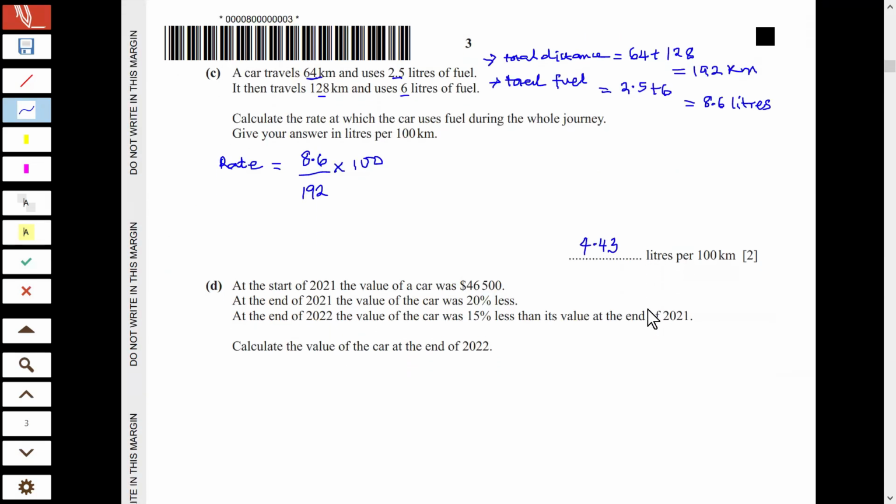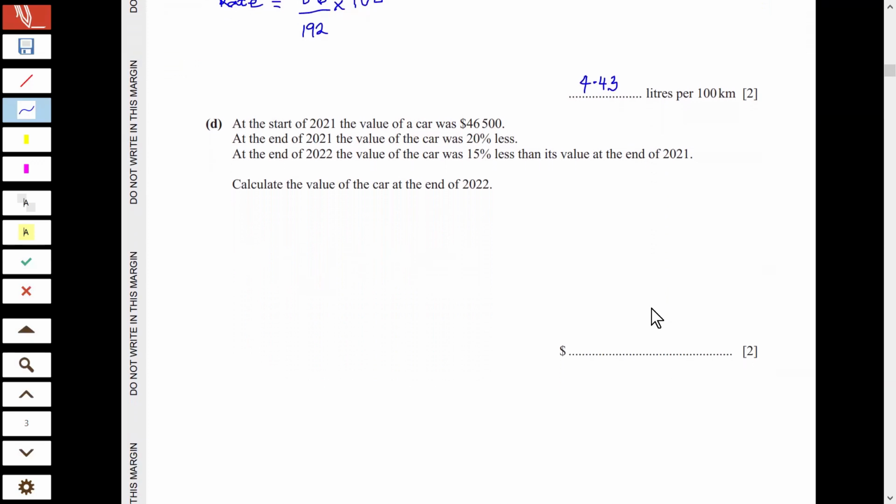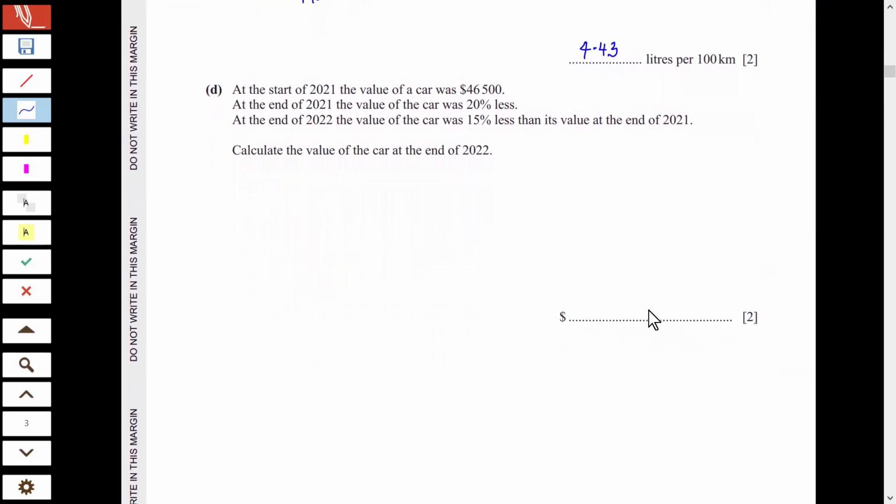Now over to the next question, D. At the start of 2021, the value of the car was $46,500. At the end of 2021, the value of the car was 20% less. At the end of 2022, the value of the car was 15% less than its value at the end of 2021. Calculate the value of the car at the end of 2022.